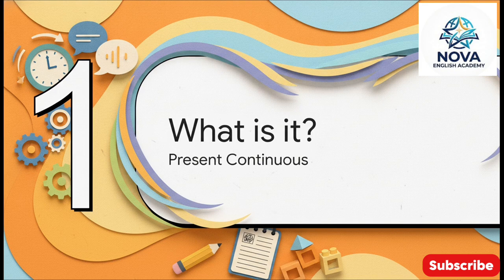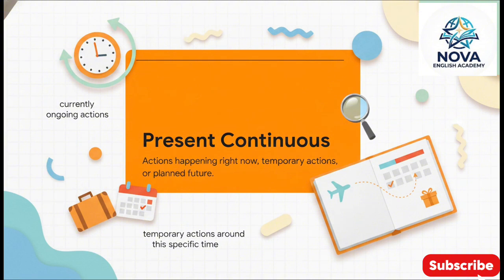Okay, kicking things off with Section 1. What is the present continuous? So, the biggest takeaway here is that we use this tense to describe actions that are currently ongoing. Basically, things happening right around now. But actually, scratch that. It's more like a Swiss Army knife. It's a total multitasker. We use it for three main things: actions happening this very second, temporary actions happening around this period in your life, and, get this, even planned future arrangements.